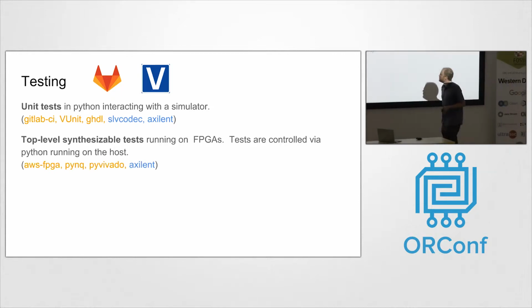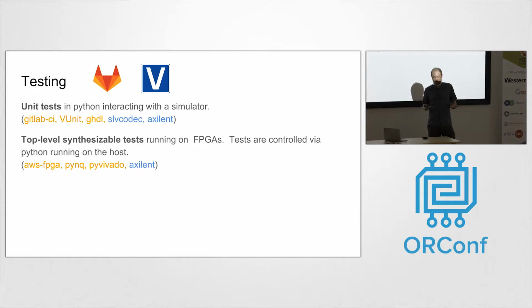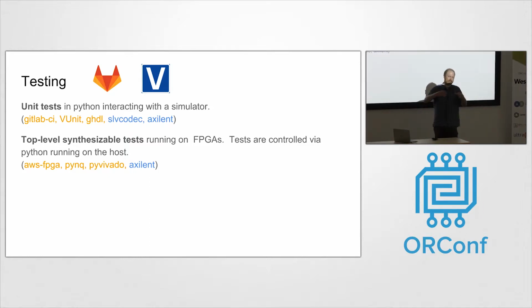Then we have top-level synthesizable tests running on the FPGAs. It would be really, really slow to test our full big error-correcting cores in a simulator. So what we do is in the simulator, we'll test it on a tiny little error-correcting core. And then when we've got the full ones, we'll run it on the FPGA.